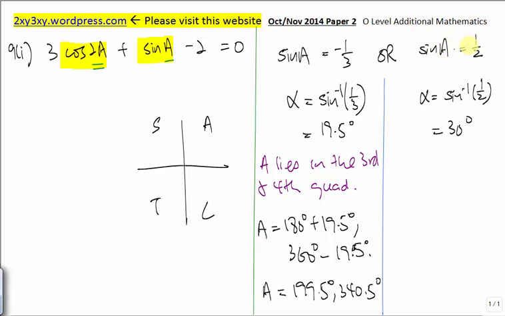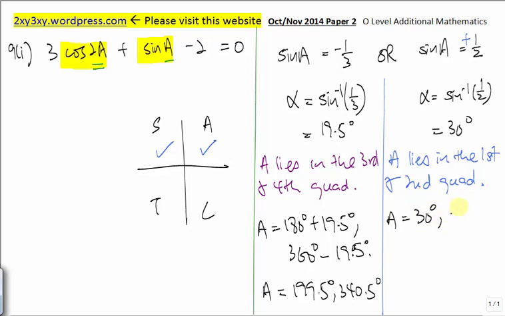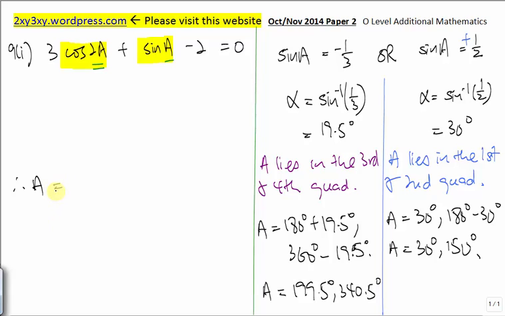In this side of the equation, sine A is a positive half, so it lies in the first and the second quadrant. In the first quadrant, the angle A will be just equal to the basic angle. In the second quadrant, the angle A will be 180 degrees minus the basic angle. So A will take the values of 30 and 150 degrees. We should conclude our answer for the angle A starting from the smallest value: 30 degrees, 150 degrees, 199.5 degrees, and the last one is 340.5 degrees.